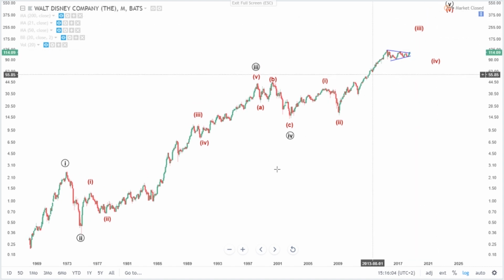So one of the rules we had is, if we have a sharp drop for a wave 2, we should see consolidation for a wave 4, right? So a 2-year drop here, a 4-year drop here. So that remains consistent. From there, we've got a 1, 2, 3.